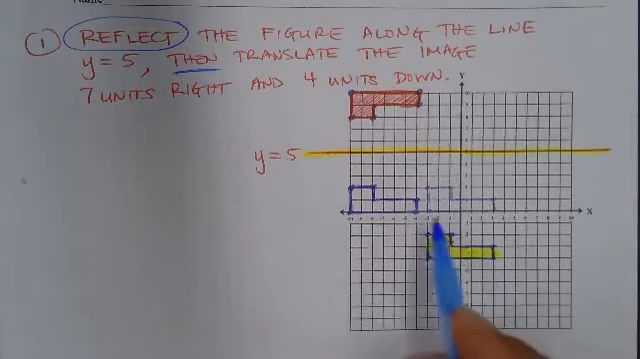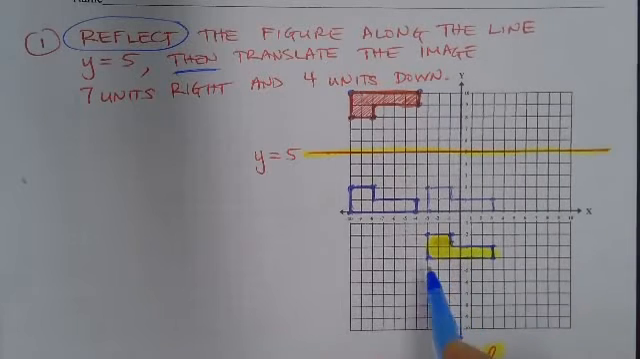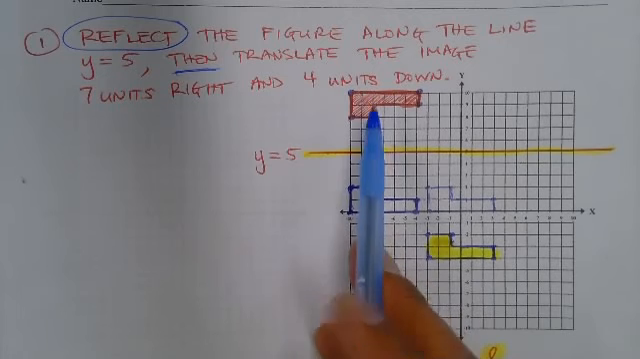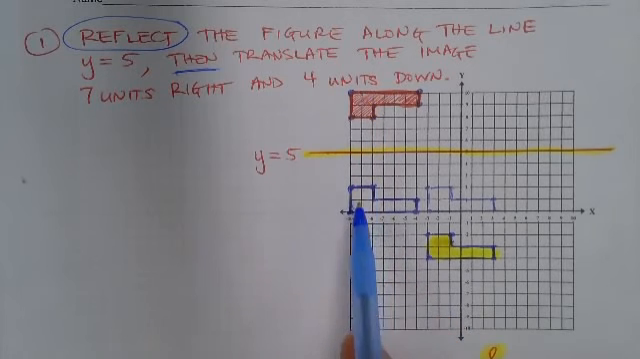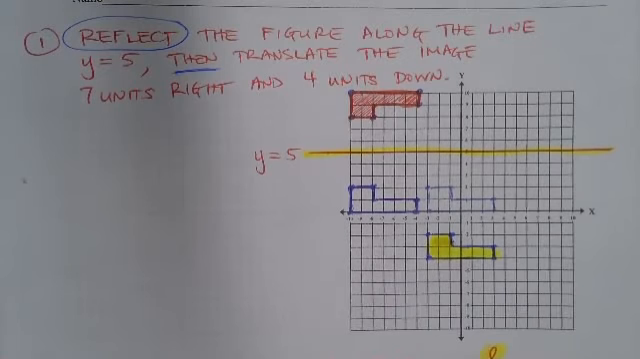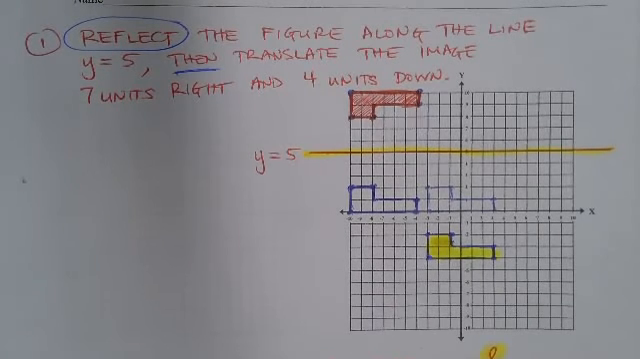Remember, count each point. Don't try to guesstimate or predict or anything like that, or else you're going to mess up. So this figure started here, this red one, but after I reflected it and then moved it to the right 7 and 4 down, now it looks over here. All right, pretty easy, right? Because we've learned both of these already.